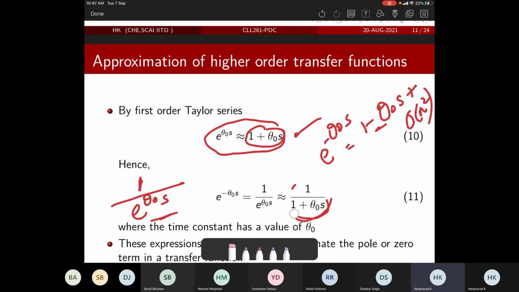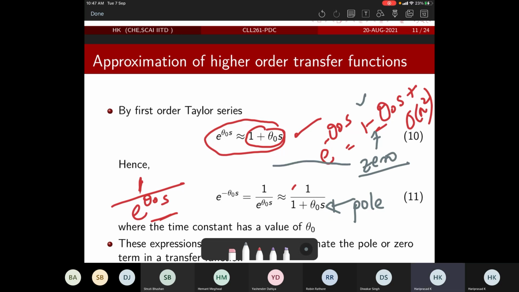So what are we seeing here? In this case, you are adding a pole. Okay, in this case, you are adding a 0. And Padé approximation is in between. You have a pole on the denominator and a 0 on the numerator. So Padé comes exactly in the middle.